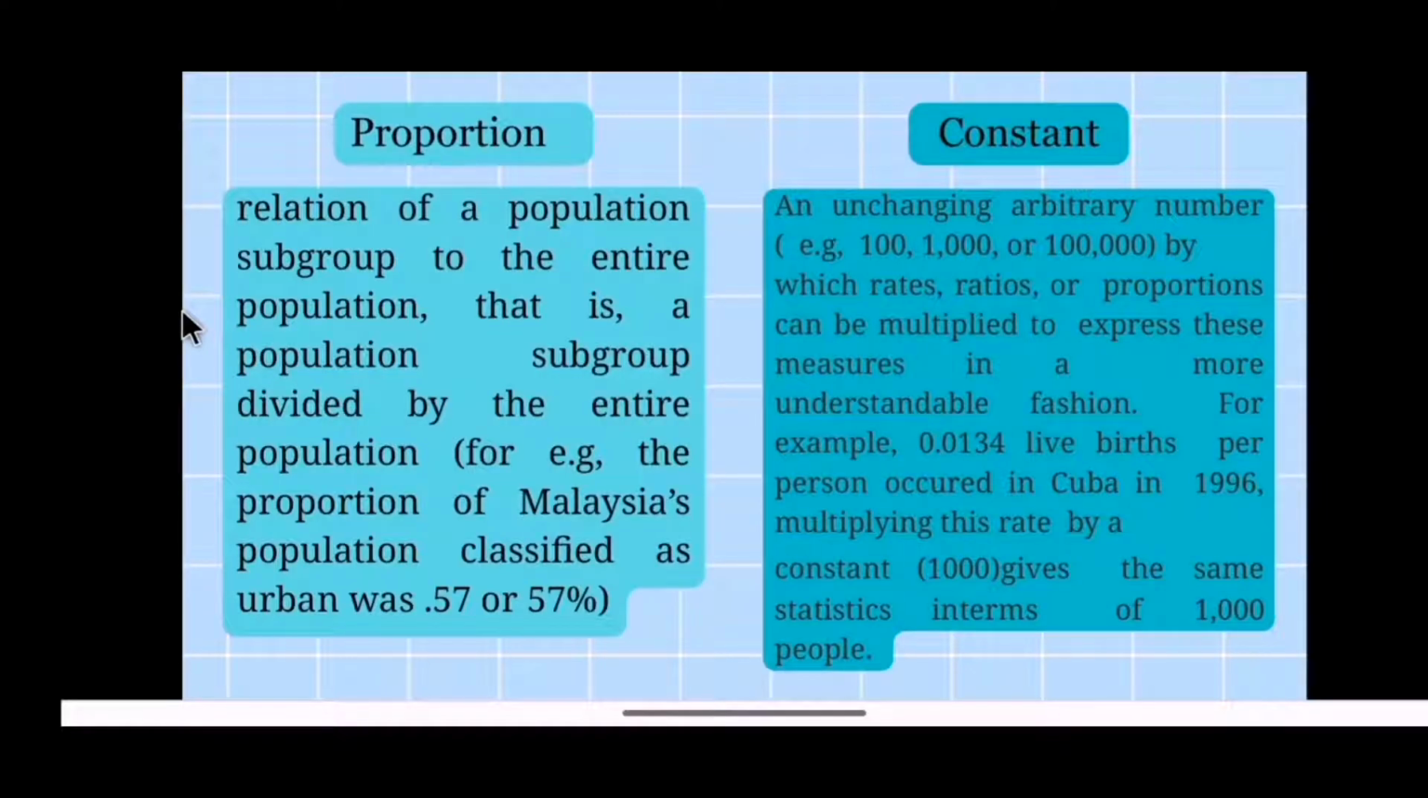In terms of demography, we have the so-called proportion. It is a relation of population subgroup to the entire population. That is a population subgroup divided by the entire population. For example, the proportion of Malaysia's population classified as urban was 0.57 or 57%.